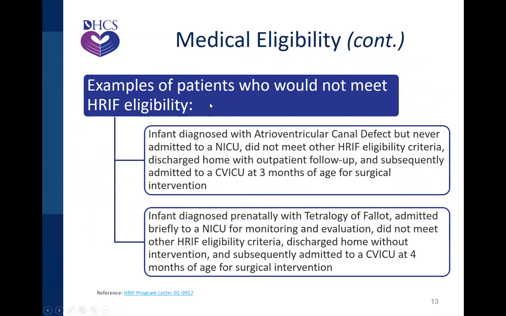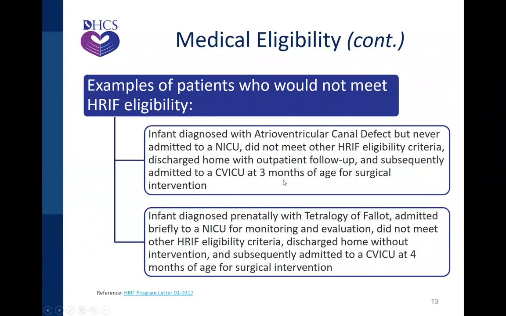The first example is an infant diagnosed with AV canal defect but never admitted to a NICU, who did not meet other HRIF eligibility criteria, was discharged home with outpatient follow-up, and was subsequently admitted to the cardiovascular ICU at 3 months of age for surgical intervention. This patient does not meet HRIF eligibility criteria because the intervention is beyond the neonatal period.